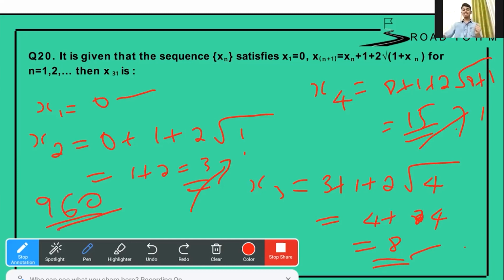That's it. So we're done with 20 questions, and almost all the concepts were cleared in this session. And yes, 20 questions, enough practice and enough theory. And try practicing more questions.